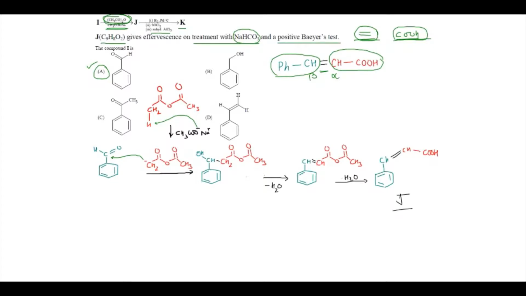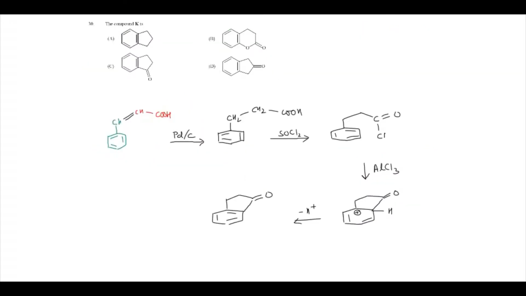Now, in the next step, we know the structure of J here, and now we need to know the structure of K. We know the structure of I, which is option A, and we know the structure of the intermediate J. So, what is K? First, we are reacting J with Pd/H2, that means a reduction. We are getting a reduced product, that means the double bond is getting reduced. We have the carboxylic acid here. When we add thionyl chloride to it, the OH group of the carboxylic acid is converted to the corresponding Cl, that means we get the acid chloride.